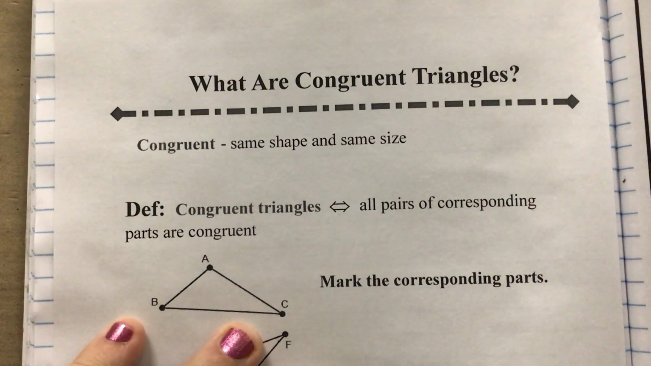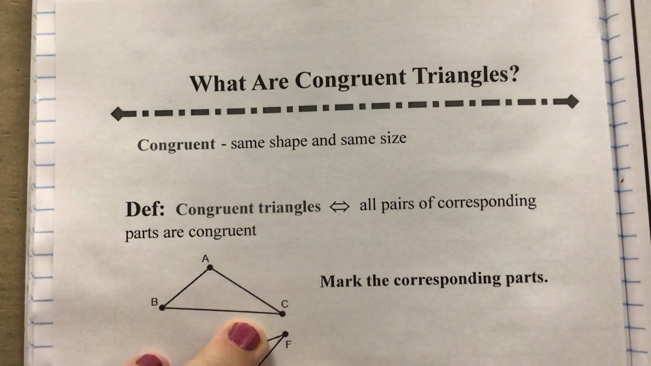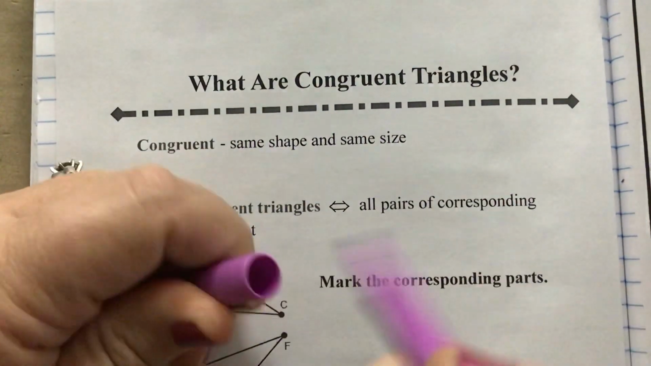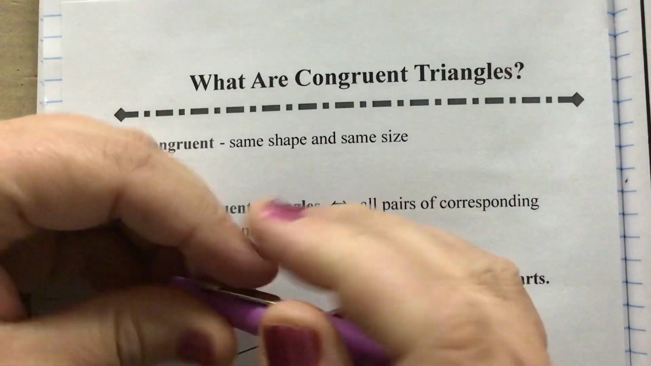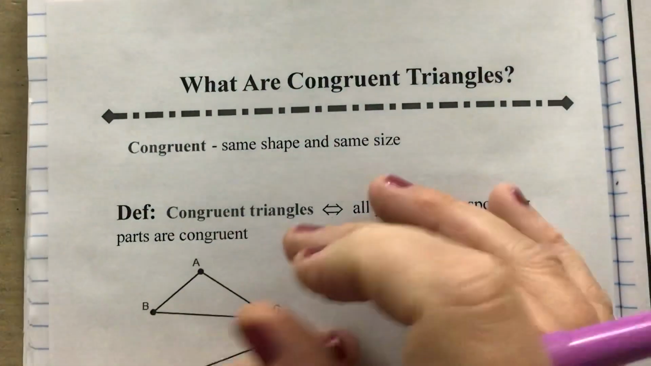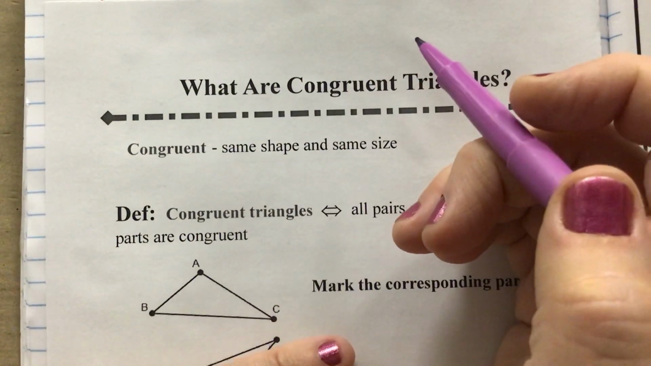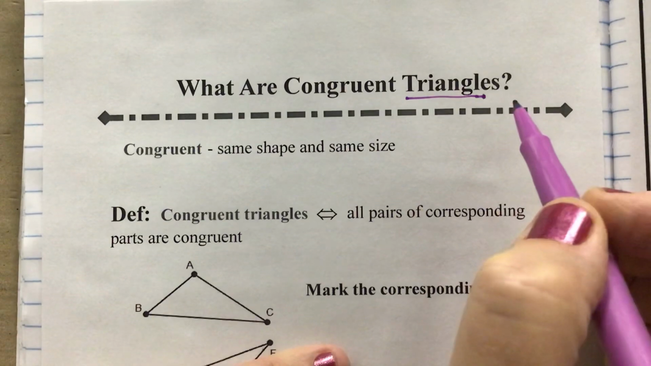Today, the first thing we're going to talk about is what are congruent triangles. So we've spent a lot of time talking about congruent angles. Remember we said vertical angles are congruent, right? Alternate interior angles are congruent, things like that. But today, for the next, I don't know, quite a few weeks, we're going to focus on congruent triangles, okay?